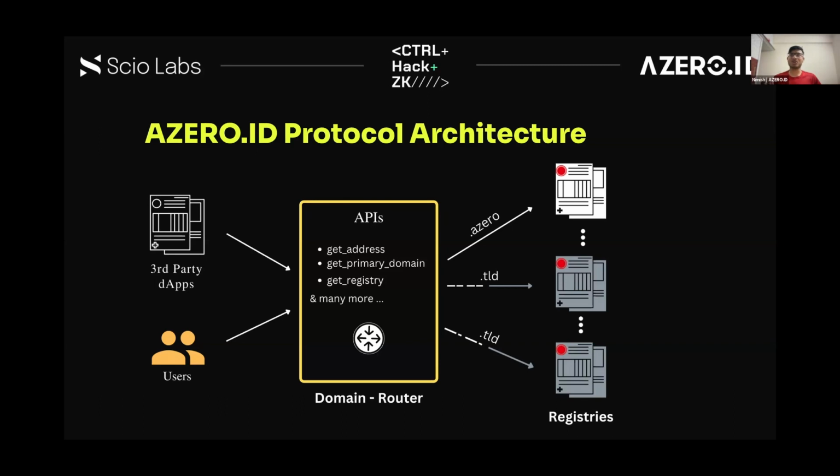Create a contract which is the owner or which is the controller for the domain, and maybe use some ideas or something. And right now we have two registries in our system. One is the A0 for the mainnet and T0 for the testnet.